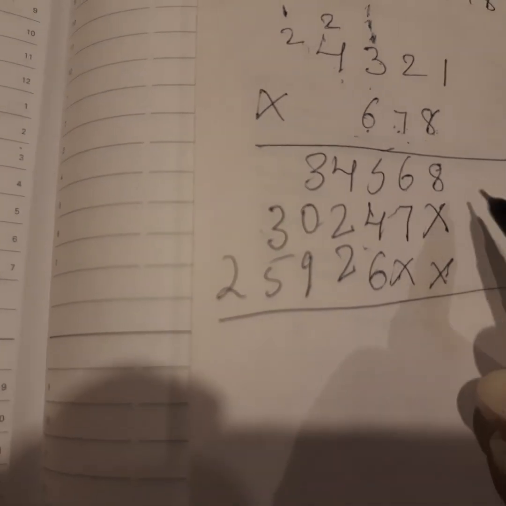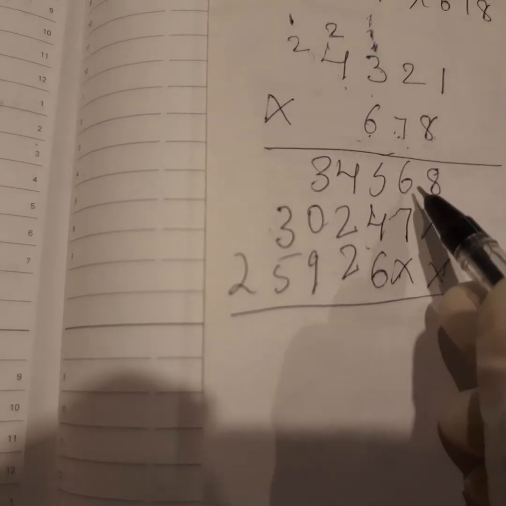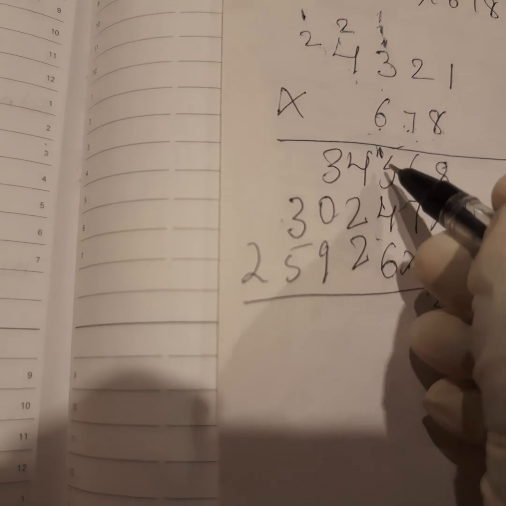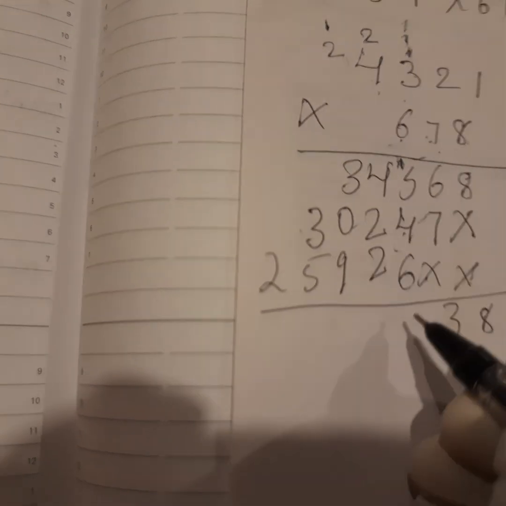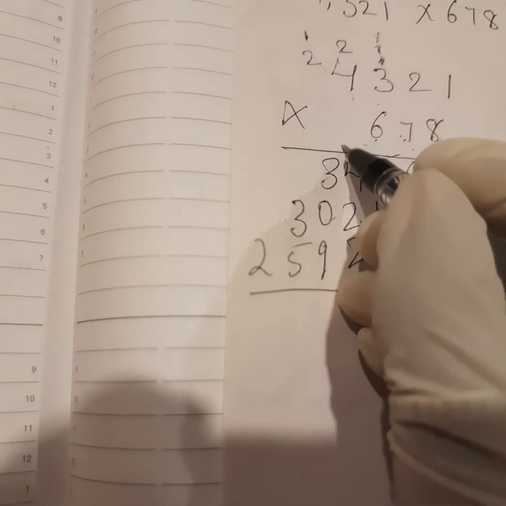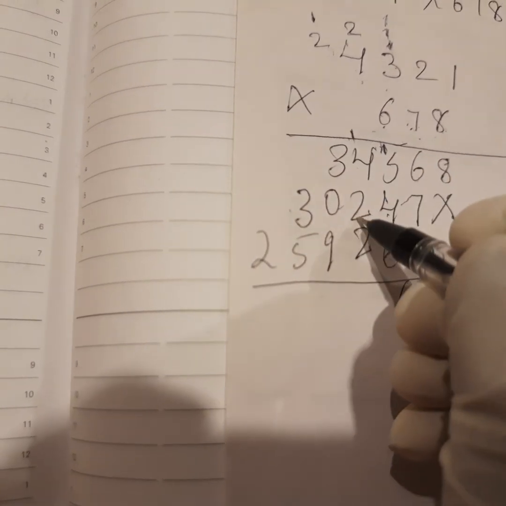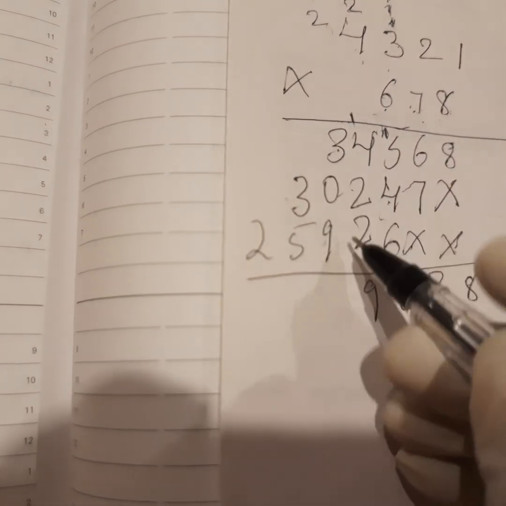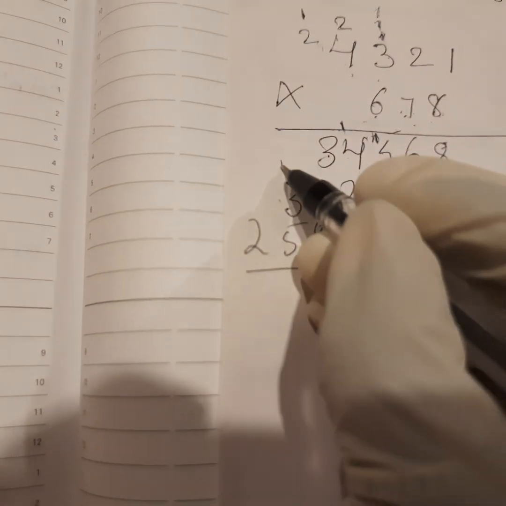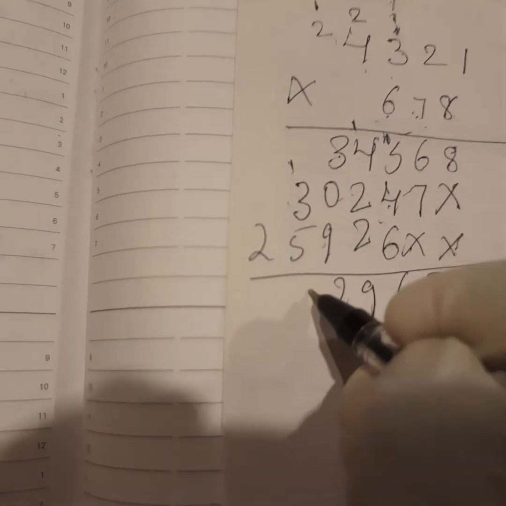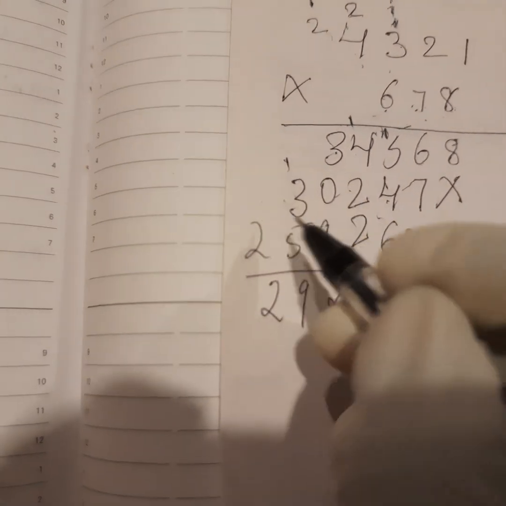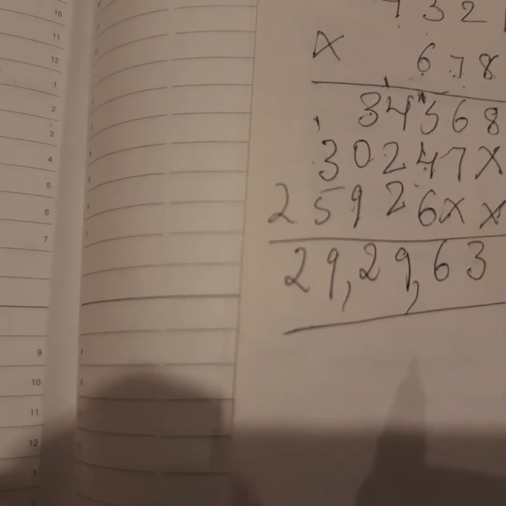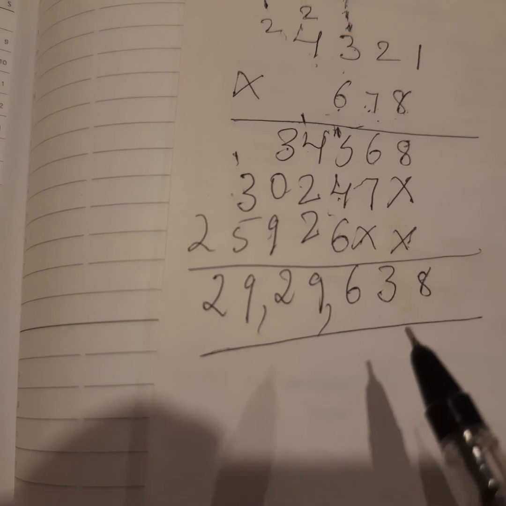Now add, children. 8 will come down. 6 plus 7, 13. So 3 and 1 carried over here. Okay, so 5 plus 1, 6, 6 plus 4, 10, 10 plus 6, 16. So 6 and 1 carried over. 4 plus 1, 5, 5 plus 2, 7, 7 plus 2, 9, 9 plus 3, 12, 2, 1 carried over. 3 plus 1, 4, 4 plus 5, 9, and 2 comes down. So 29,29,638. This is the answer. Hope now you must have understood this sum.